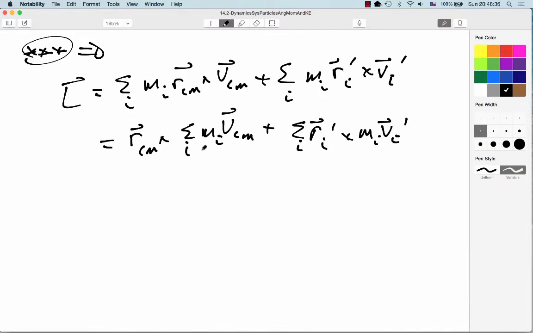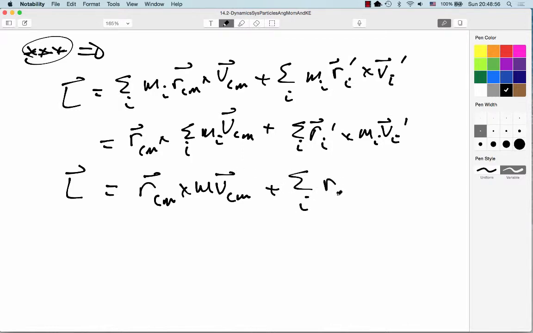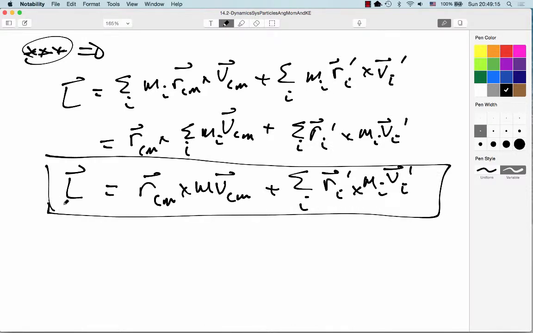Now here I look at this and I realize V_CM is just a constant. So the sum over i of m_i is just going to give me M. So I get that the angular momentum is R_CM cross M V_CM plus the sum over i of R_i prime cross m_i V_i prime. And that's about as far as we can drill it down.